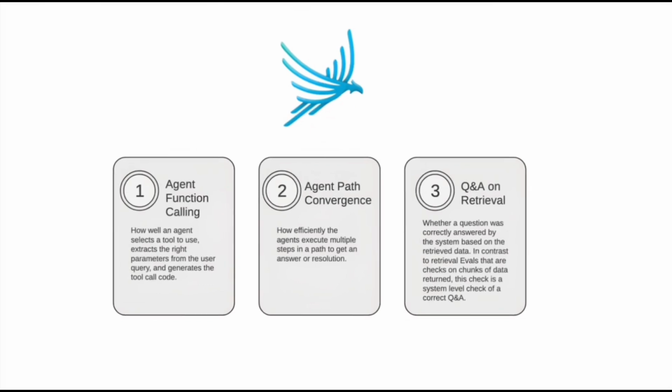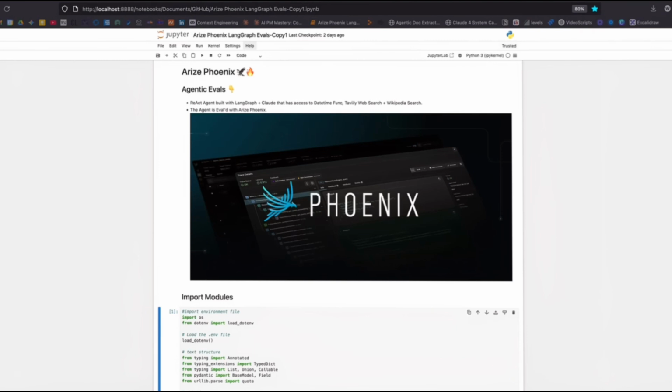The evals which we'll be conducting today are agent function calling, how well an agent selects a tool to use, extracting the right parameters from the user query, and generating the tool call code. Agent path convergence, how efficiently the agent executes multiple steps in a path to get an answer or a resolution. And Q&A on retrieval, whether a question was correctly answered by the system based on the retrieved data, in contrast to retrieval evals.